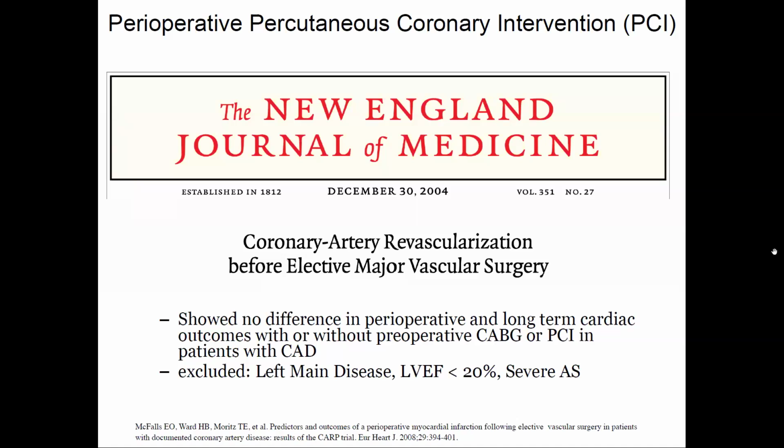So it doesn't necessarily apply to those patients, but for all comers, just going and saying, oh, you're having a lumpectomy, your stress test is positive, you need to be stented, or I'm not doing this case. That's not the answer based on the CARP trial.